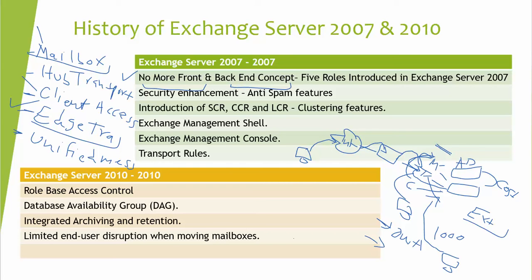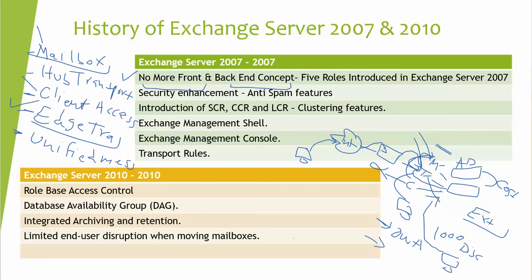So my question in here is, what if I don't have the client access server role? I only have the transport role and mailbox server role. Is it going to work? The answer is no, it's not going to work. Your clients will show as disconnected and they will not be able to send and receive emails.